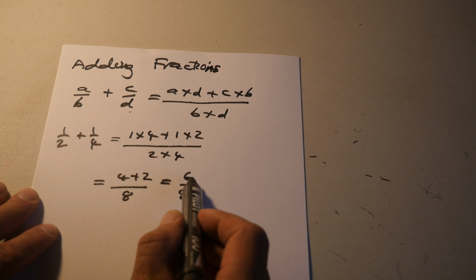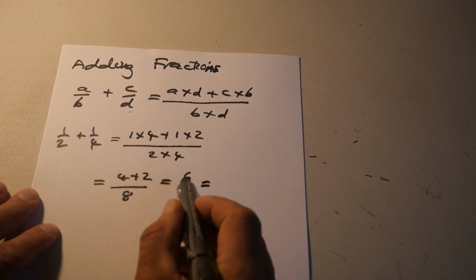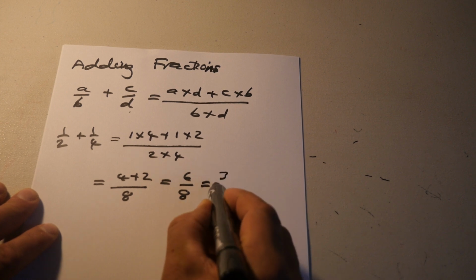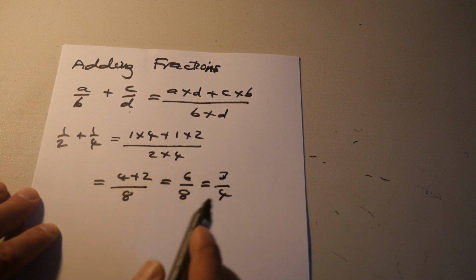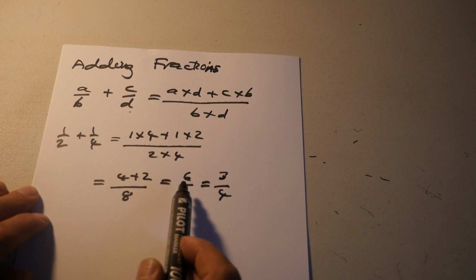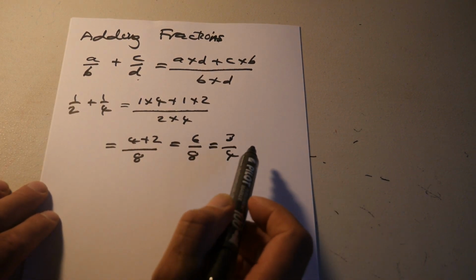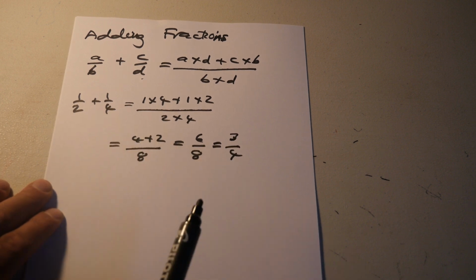6 divided by 2 is 3. Okay, 2 goes into 6 3 times, and 2 goes into 8 4 times. Okay, using the lowest common factor, I think it is. Yeah. So 1/2 plus 1/4 is 3/4.